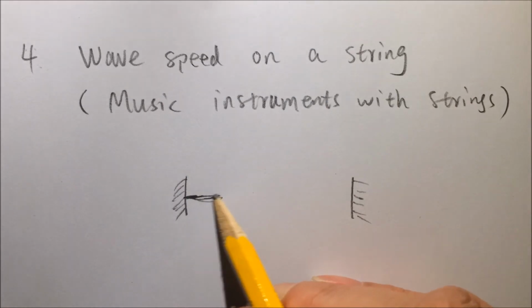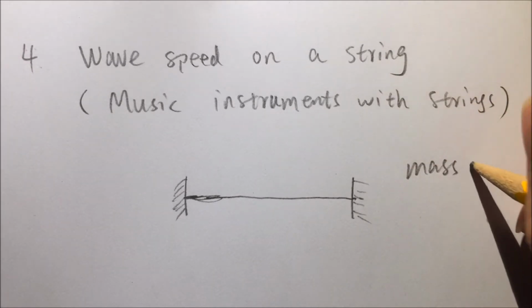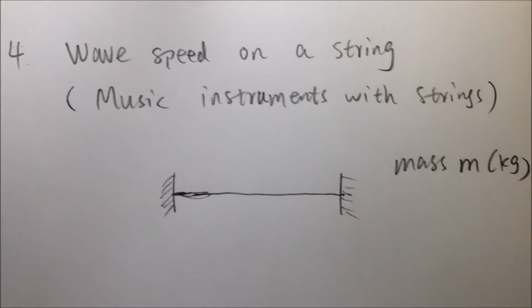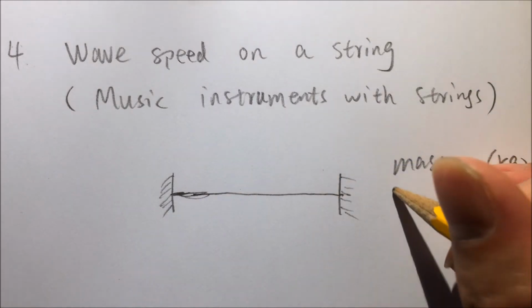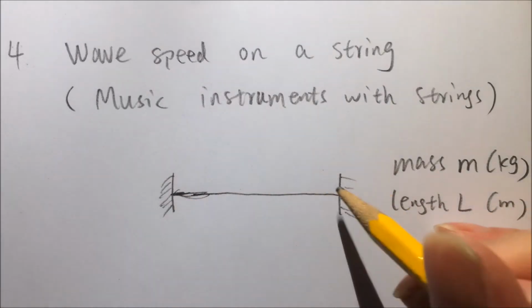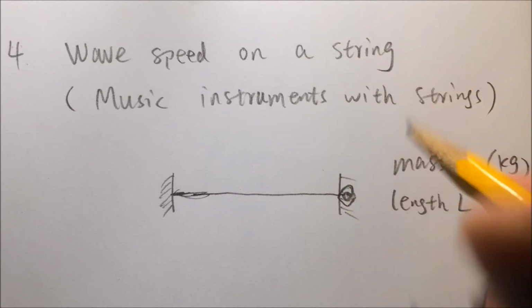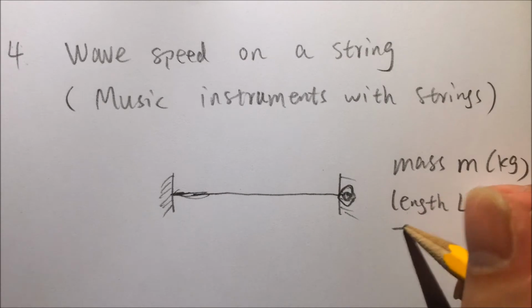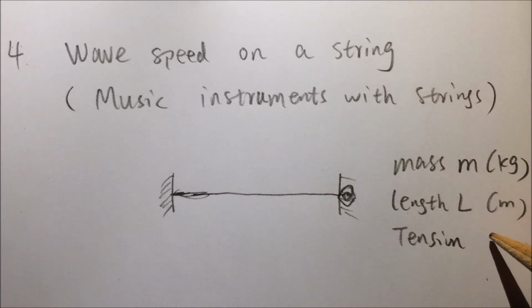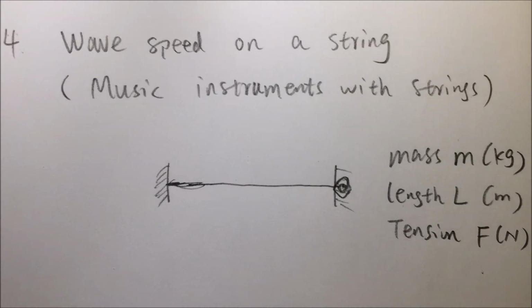It normally has a string with a certain mass, m in kilogram, and it also has a certain length, L in meter. That's the length. Also, you have something maybe a screw over here to adjust the tension force over the string. So the tension force, I'm going to use letter F over here because it's the force in Newton. So the wave speed actually is determined by the three factors over here.